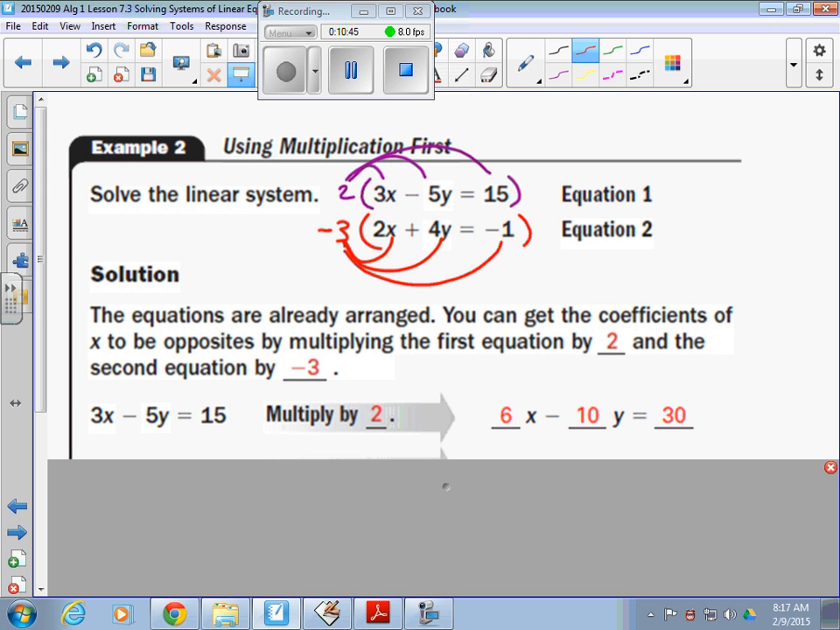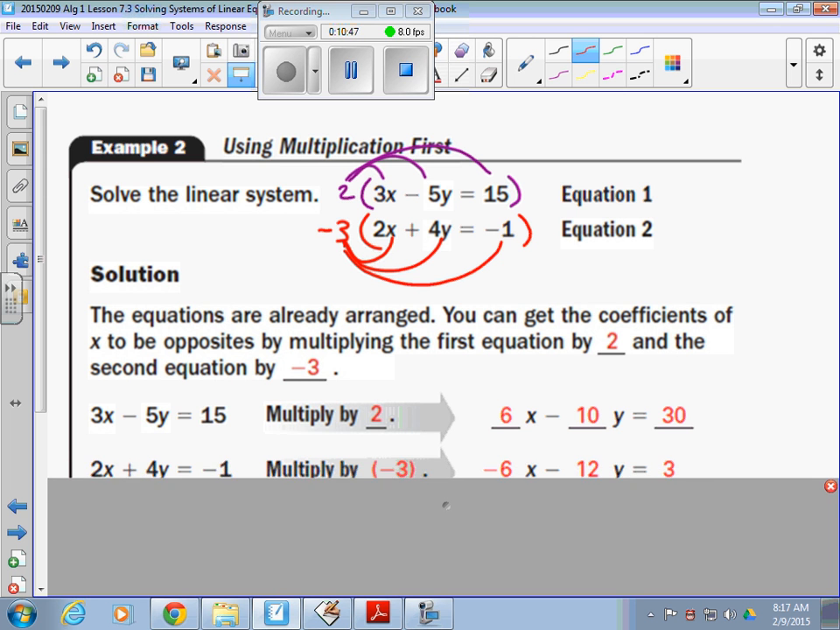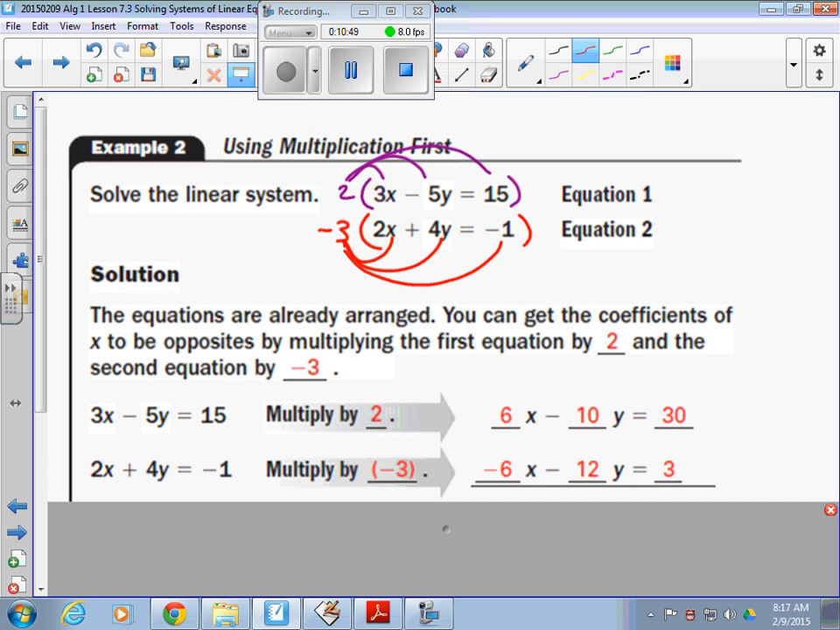When you do the same thing to the other equation, but you're multiplying by negative 3, 2x times negative 3 is negative 6x, 4y times negative 3 is negative 12y, and negative 1 times negative 3 is a positive 3. Notice how your system is set up now. Your x's are on top of your x's, your y's are on top of your y's, your constants are on top of your constants, and you have a set of opposite numbers in 6x and negative 6x.